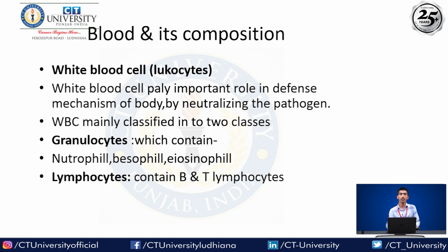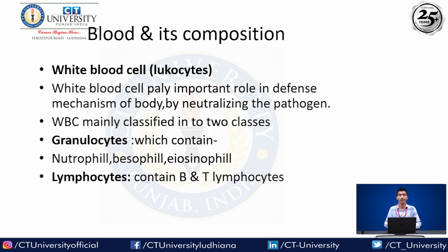Now, generally, what are the cellular components of the blood? There are 3 components of blood: RBC, WBC, and platelets. RBC, red blood cells, are about 7 micrometers in size. There is no presence of a nucleus.